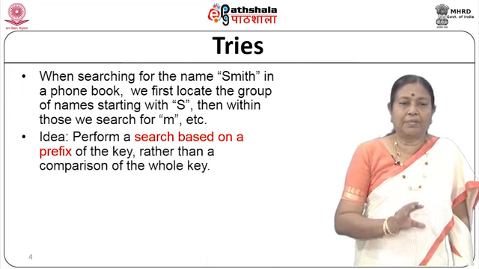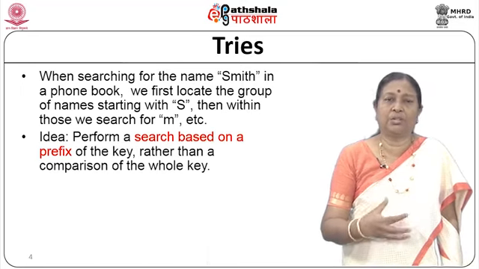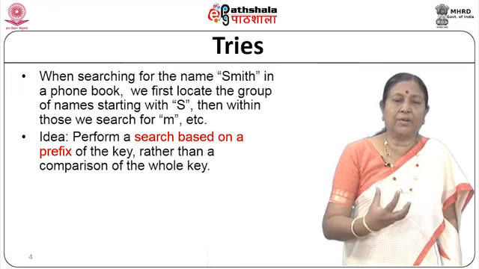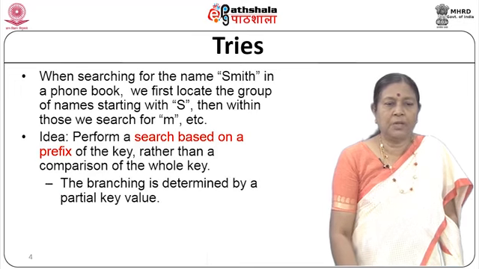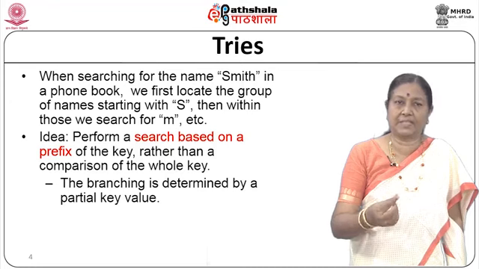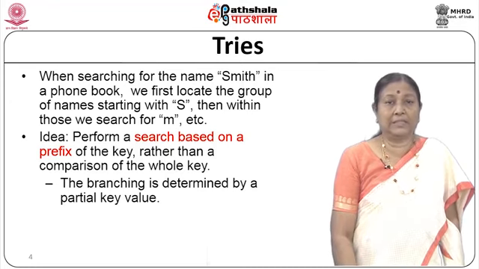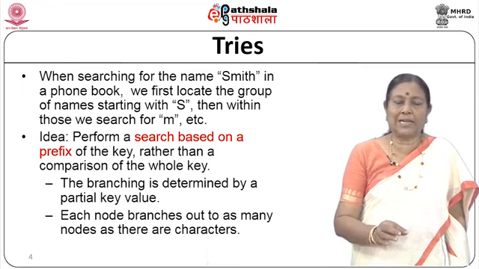So, the idea is to perform a search based on the prefix of the key rather than the complete key, or the whole key, which we have done up to now. Up to now we have searched for the whole key. Here we are going to perform a search based on the prefix of the key. So, the branching is determined by a partial key value, that means by a prefix value, not the complete key.